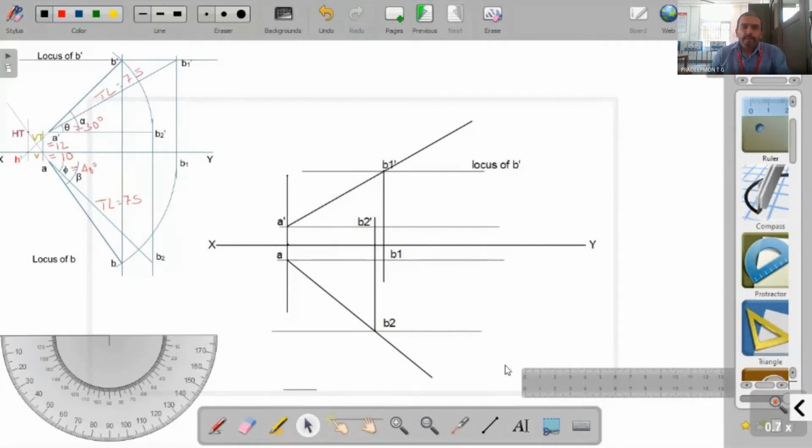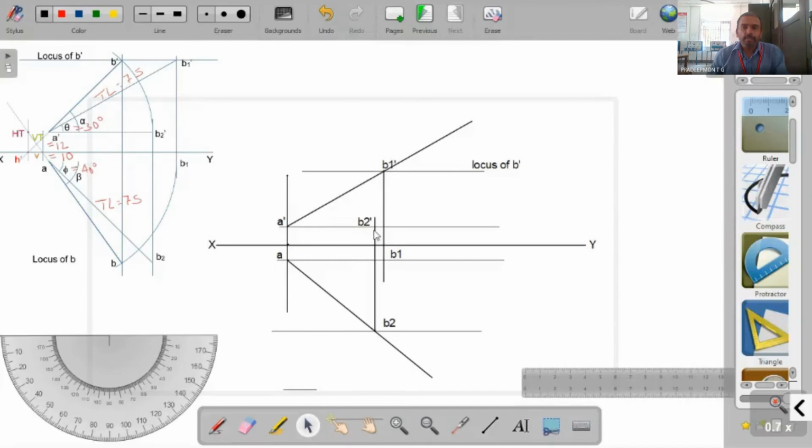So now A dash B2 dash is the front view length. If you consider the projections A B2 and A dash B2 dash, it is the projection of the line when the line is parallel to HP and inclined at an angle 40 degree with VP. So up to this we have completed. The length of the front view is also there, that is A dash B2 dash.